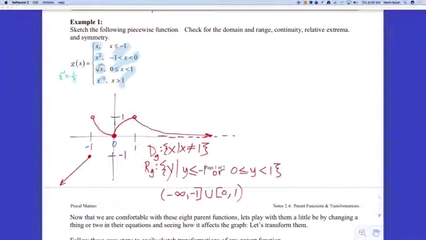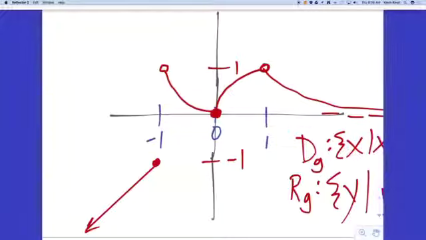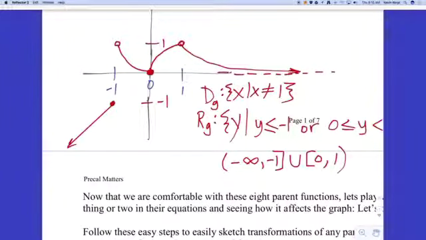All right, so that's domain range. Continuity, is this function continuous? No, it's got some obvious discontinuities. The first one is at negative 1. The limit from the left is negative 1. The limit from the right is positive 1. What type of discontinuity do we have there? A jump. All right, so we have a jump.